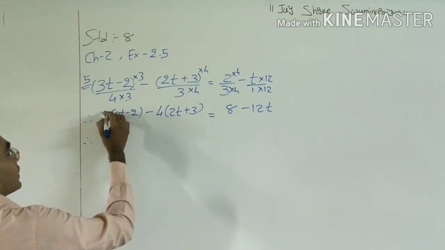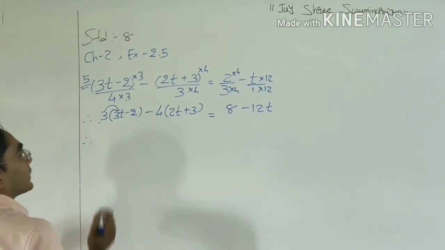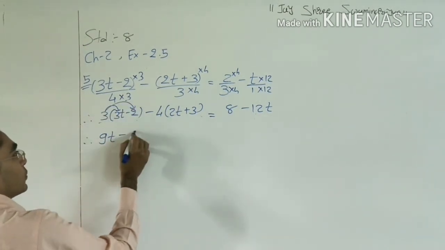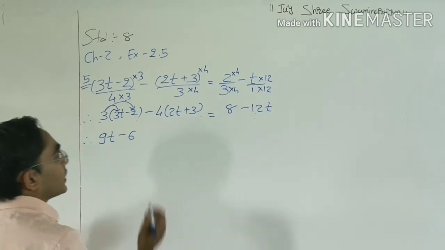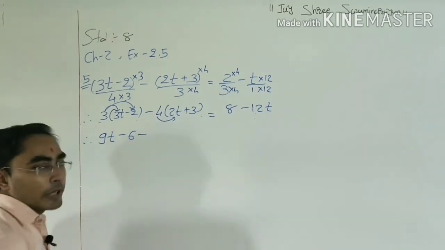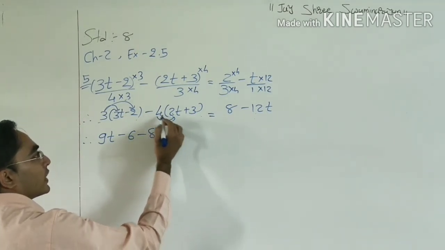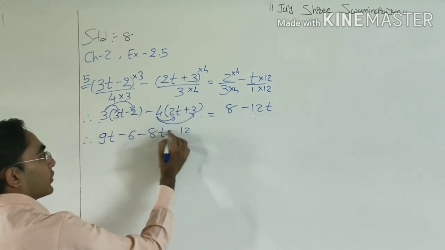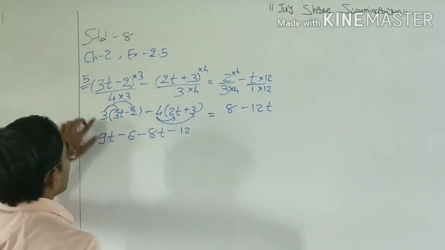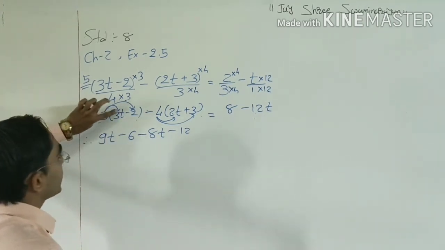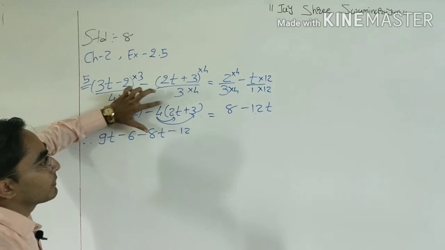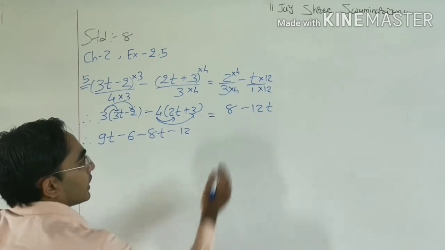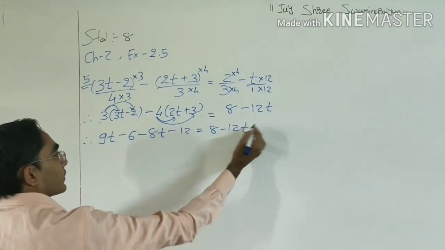Now this 3 is multiplied with 3t, so 3 3s are 9t. And 3 multiplied with 2, so minus 3 2s are 6. Now here plus minus minus 4 2s are 8t. And 4 multiplied with 3, 4 3s are 12. Here plus sign, here minus sign, so plus minus minus. And our right hand side is as it is.